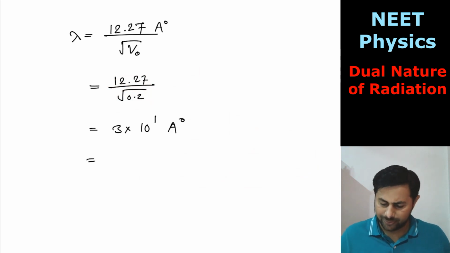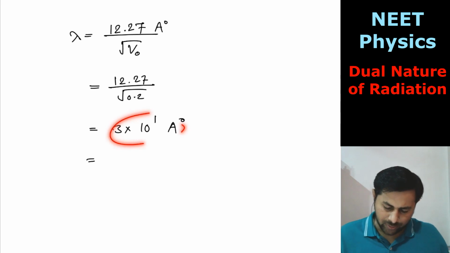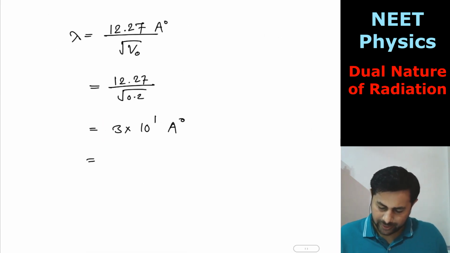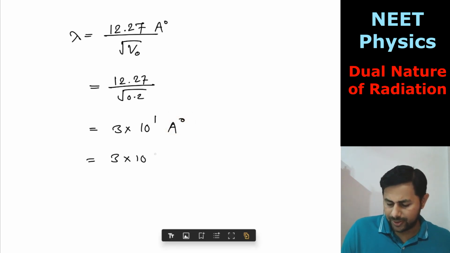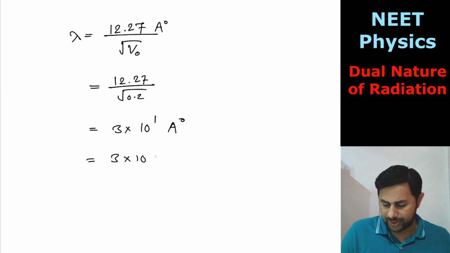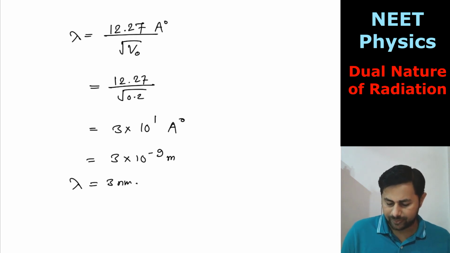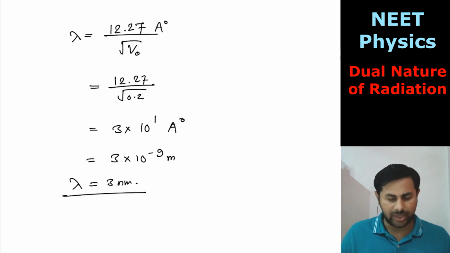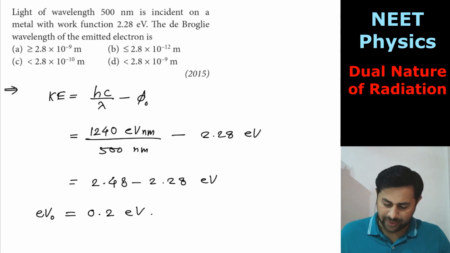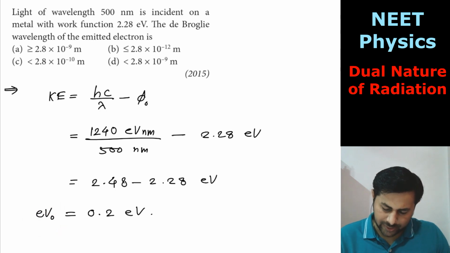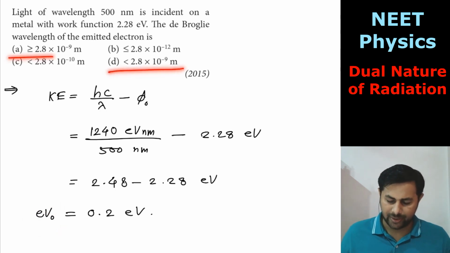So it's 2.8 multiplied by something. So 3 multiplied by 10 raised to what? Angstrom is 10 raised to minus 10, so this thing is 10 raised to minus 9 meters, or 3 into 10 raised to minus 9 meters is 3 nanometers, right? So this is a very round figure calculation. Now should it be less than or greater than that? So the answer is option D or option A. Tell me.